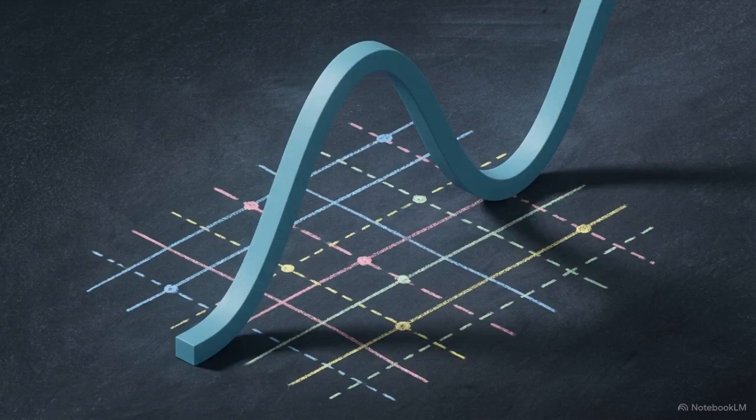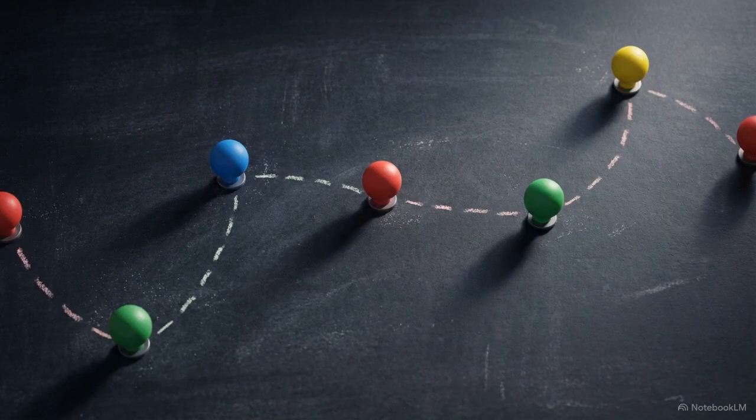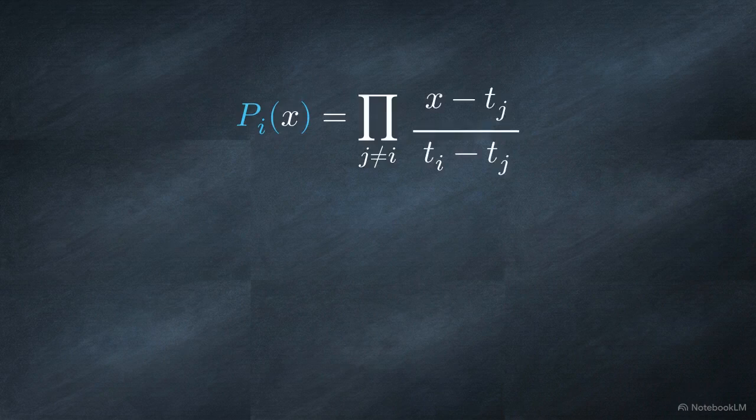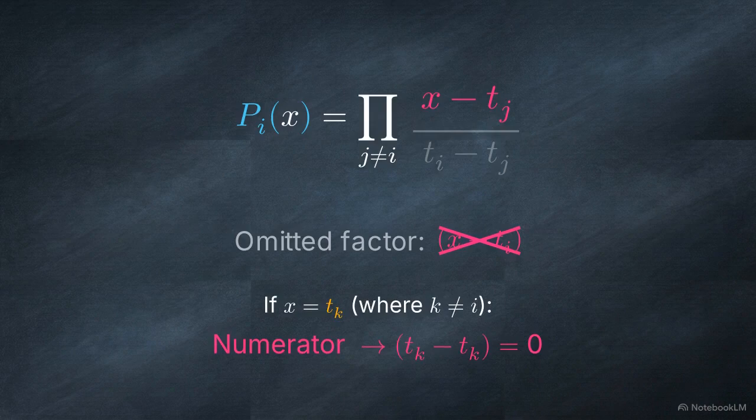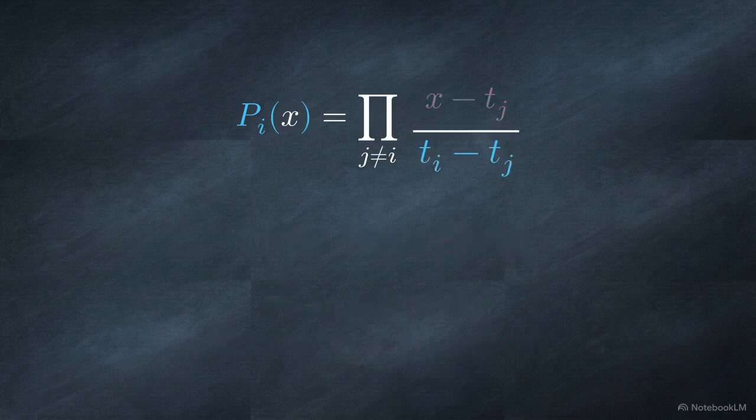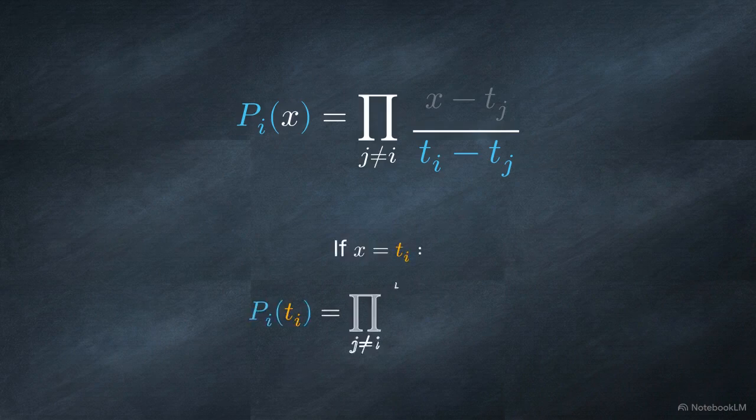To solve the interpolation problem, we must find a unique polynomial of degree n or less that passes exactly through n+1 distinct elements in a field. The mechanical solution is the Lagrange basis polynomial, Pi of x. The numerator deliberately omits the x minus ti term. This omission ensures the entire expression evaluates to 0 at every other data point, tj. The denominator acts as a scaling factor. It normalizes the expression so that when x equals ti, the result is exactly 1.